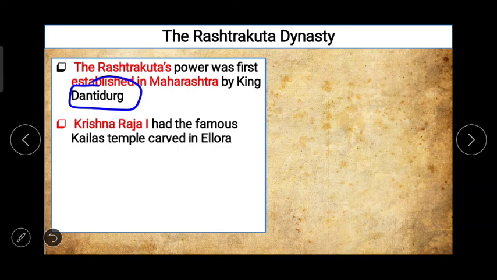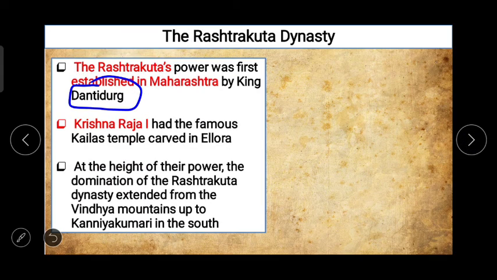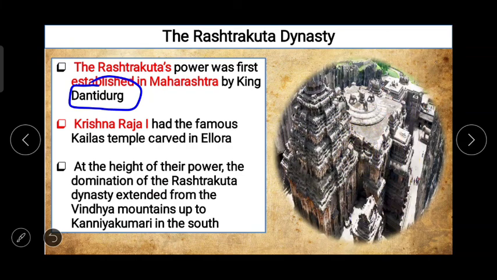Just as when we were talking about Ajanta, I also told you about Ellora. So the Kailash temple at Ellora, which is very famous, was built during the Rashtrakuta dynasty in the time of Krishnaraj first. At the height of their power, the dominion of the Rashtrakuta dynasty extended from the Vindhya mountains up to Kanyakumari in the south. And on the screen you can see an image of the Kailash temple carved at Ellora.